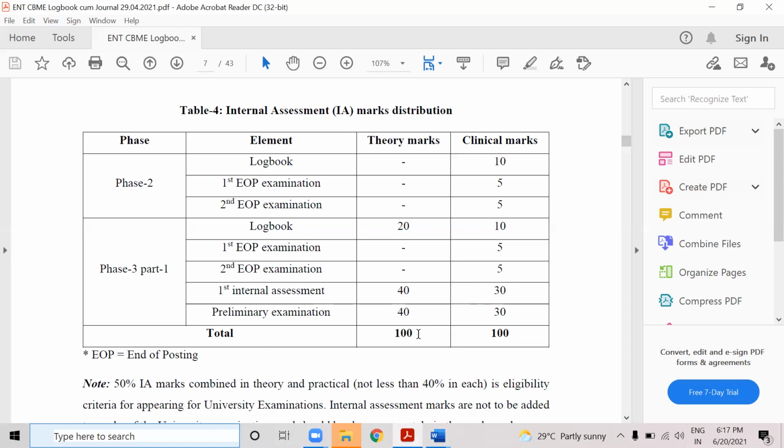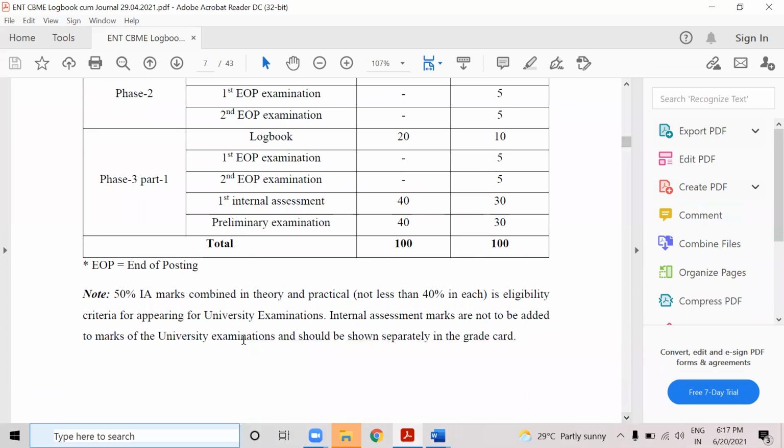So these are the internal assessment marks that will be submitted to the university, and getting 50% combined in theory and practical and 40% individually in theory and practical is the eligibility criteria to appear in the university exam. Another change is that these marks will not be added to the university marks, and will not contribute to the ranking of the student, but will only be shown as a separate head in the mark sheet. This same note I have made here, so the student should know the eligibility criteria with regard to the internal assessment marks.